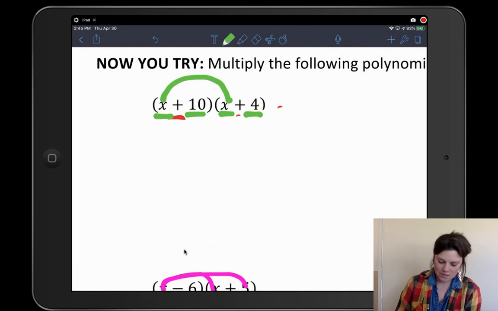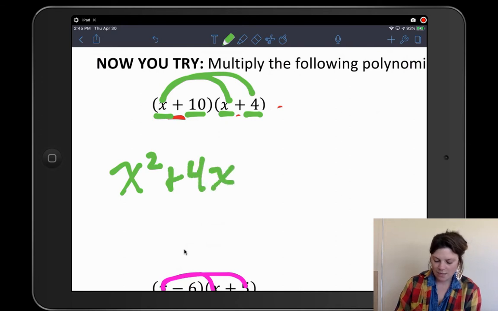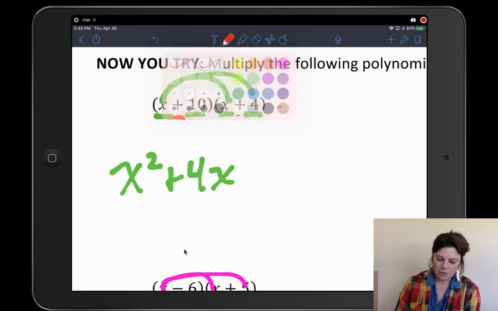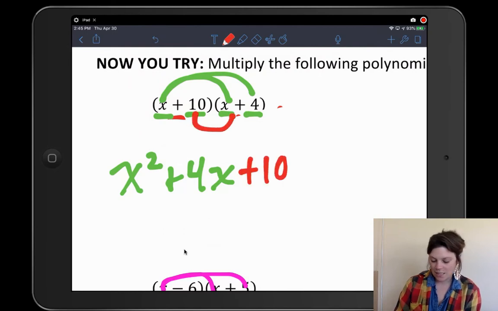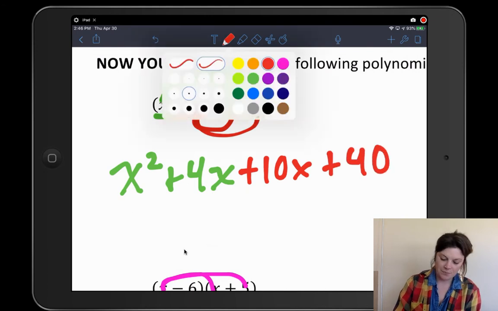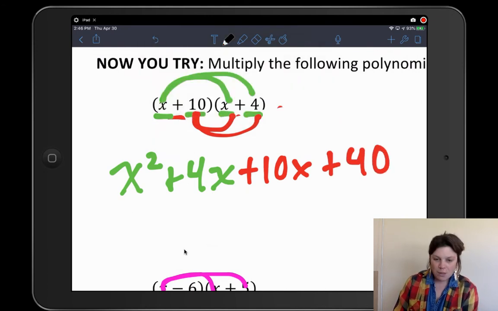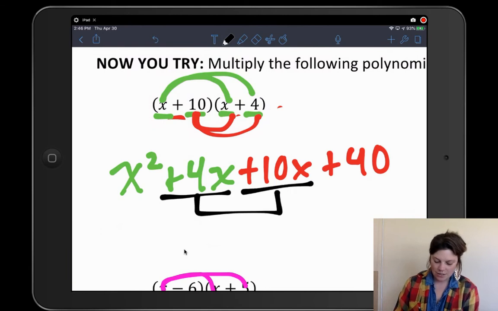X times x is x squared. Then I'm going to do x times positive 4. I get positive 4x. All right, we're done with the x. Now let's do the 10. 10 times x is 10x. 10 times 4 is 40. All right, and then the final step is just 4x and 10x adding together.